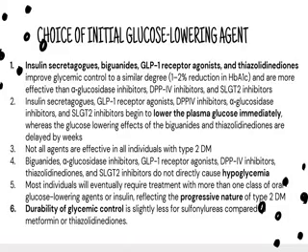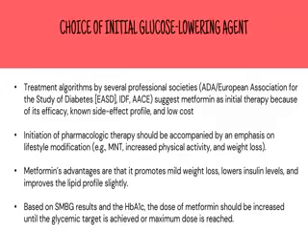Most individuals will eventually require treatment with more than one class of oral glucose lowering agents or insulin, reflecting the progressive nature of type 2 diabetes. Durability of glycemic control is slightly less for sulfonylureas compared to metformin or thiazolidinediones. These are some points to be noted while selecting glucose lowering agents.